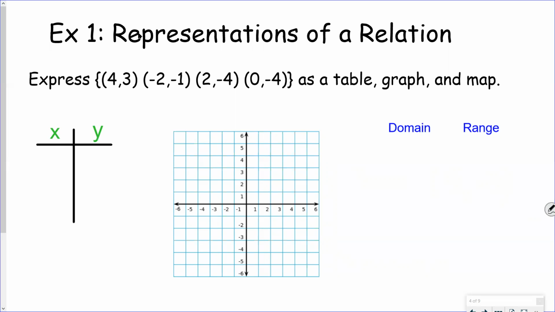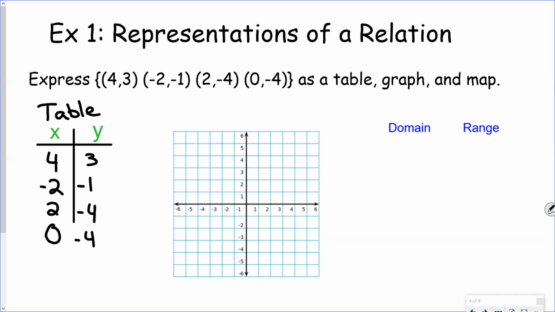The first one is our table. You'll be creating these. Tables are written as an X-Y, kind of like a T-chart. We just go through and write them down. Our X is 4, the matching Y value is 3. Our next X is -2, our matching Y value is -1. Our next value is 2, our matching Y value is -4. And our last X value is 0, and our matching Y value is -4.